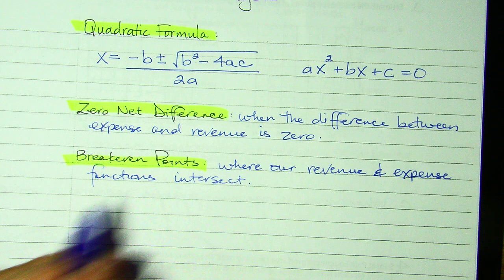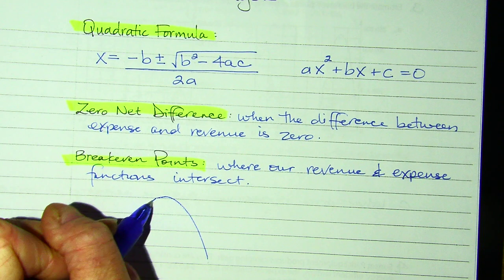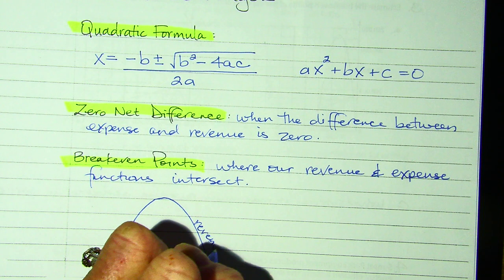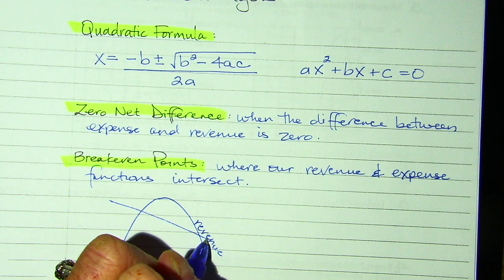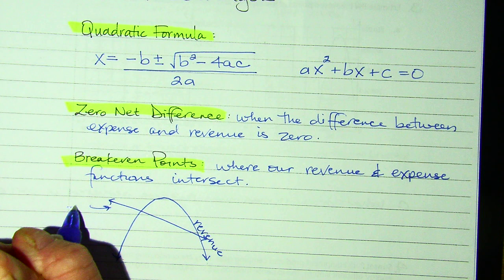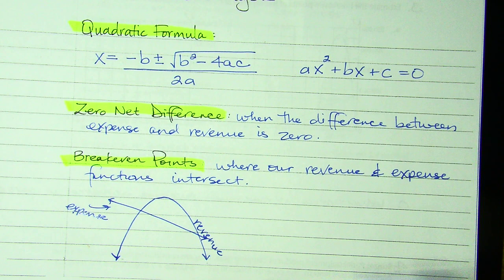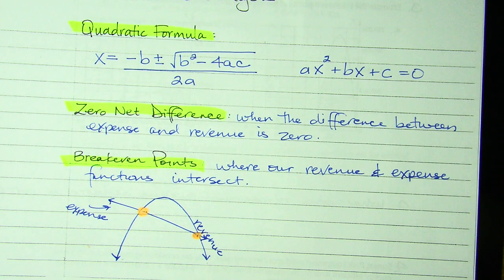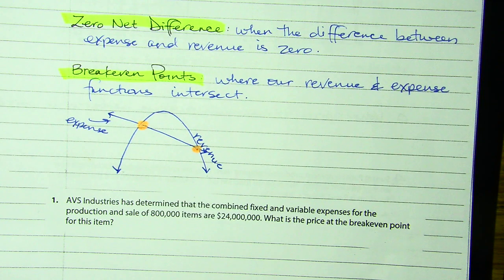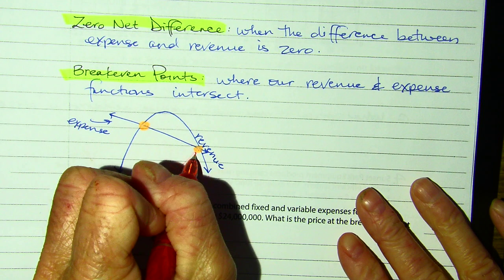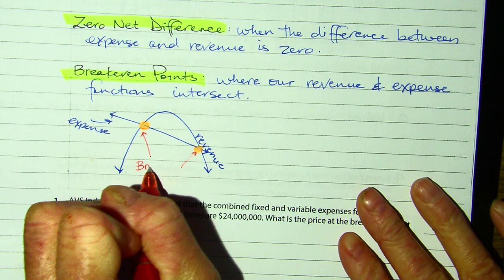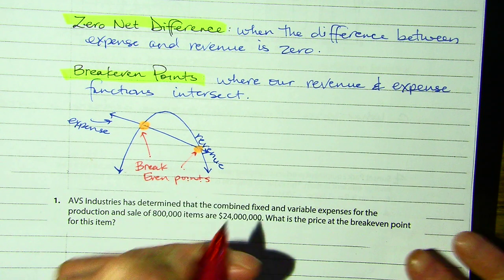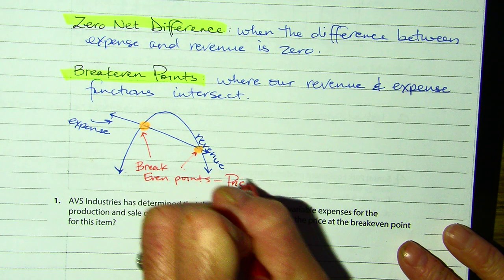intersect. So for example, remember our parabola, this is our revenue. The straight line, this is our expense. But where the two intersect, so here and here, these 2 points are called our break-even. And most times they just want the price or X value.